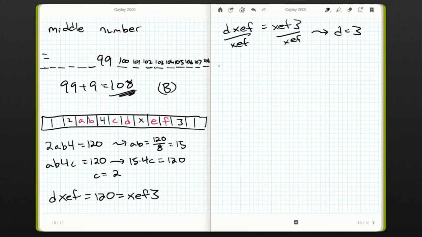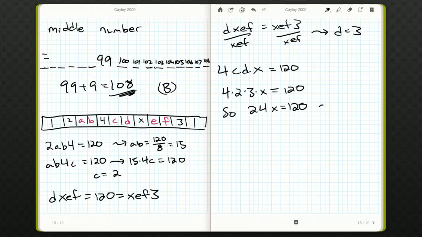And so finally, I know 4, C, D, X is supposed to be 120. But that's the same as 4. Well, what's the value of C? That's 2. What's the value of D? That's 3. And X, 120. So 24X is equal to 120. And it doesn't take that long to figure out that X is going to be equal to 5.